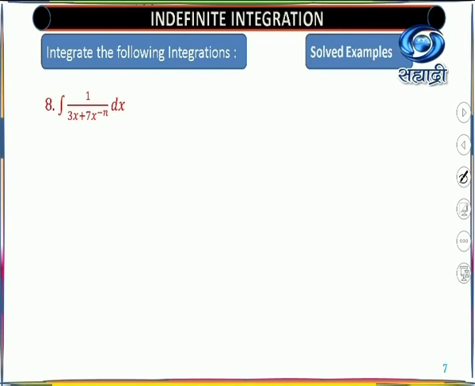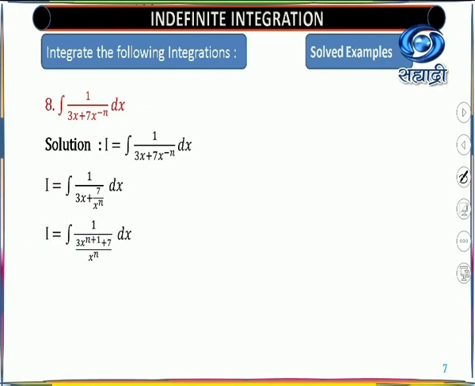Again there is a negative power, which means it's easy to simplify. So we'll start with that. What is our simplification? First we'll say that I equals the integral of 1 upon (3x plus 7x raised to minus n) dx. Now I am able to write this as the integral of 1 upon (3x plus 7 upon x raised to n) dx. Now take the LCM.